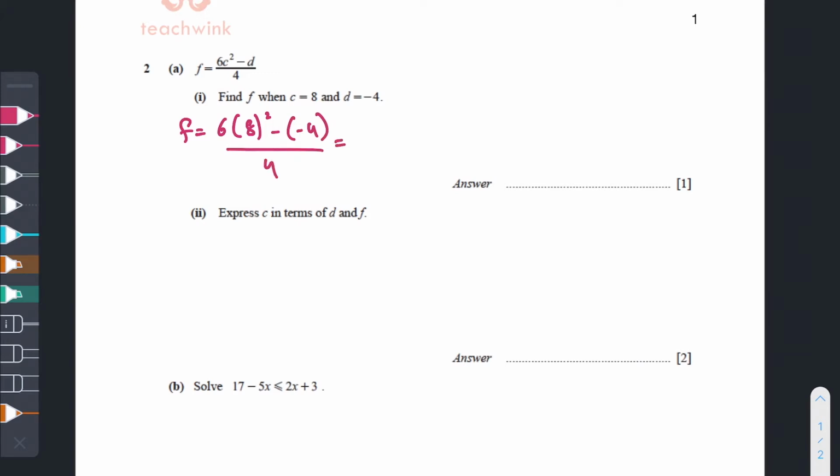This is very simple. 8 times 8 is 64. 64 times 6 is 384. 384 plus 4 gives us 388. So this becomes 388 over 4. You divide this by 4. Let's see what you get. Your value comes out to be 97. So the first answer is 97.